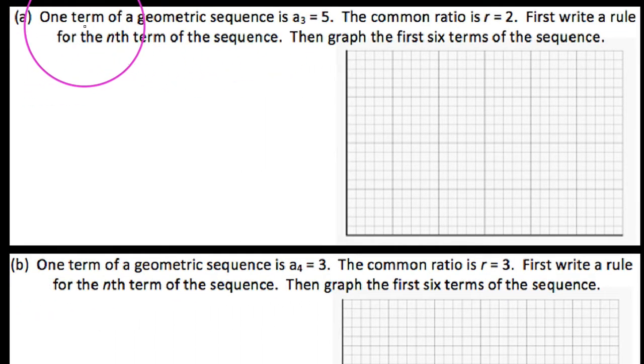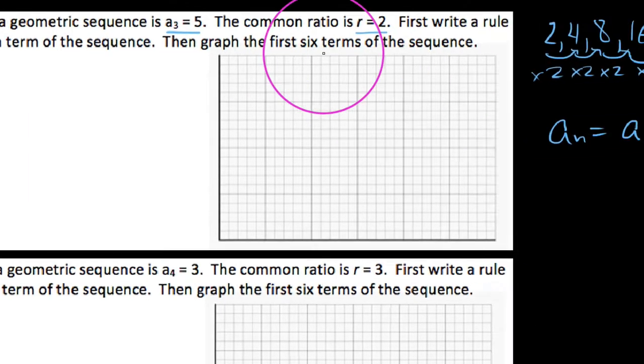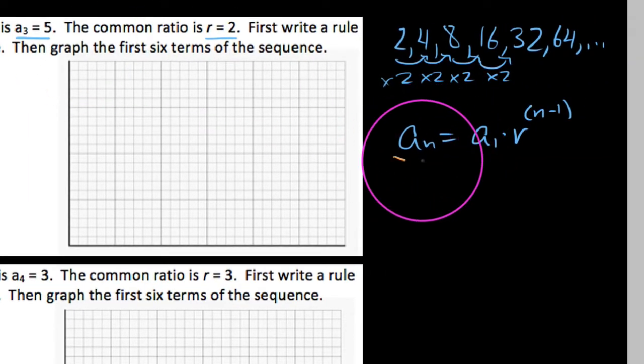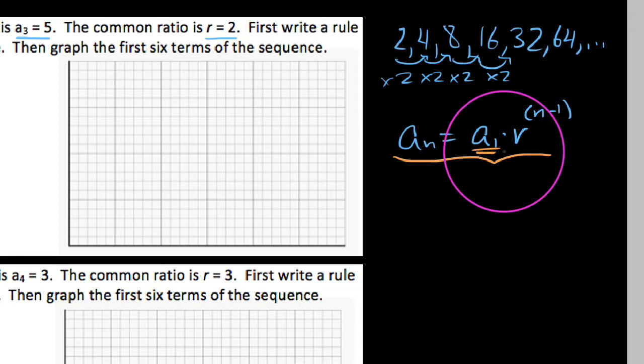And the reason why I bring this up is because our goal here is to be able to, first of all, say given one term of a sequence, we say the third term here is 5, and a common ratio r, could we first write a rule for the nth term of the sequence? If we were going to write the rule for the sequence, we would need two things. We need the first term and r. And in this instance, we have r. The unfortunate thing is we don't have the first term.